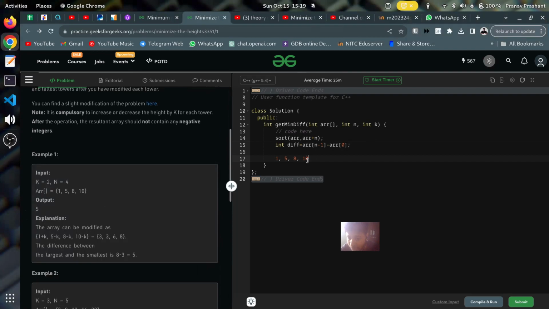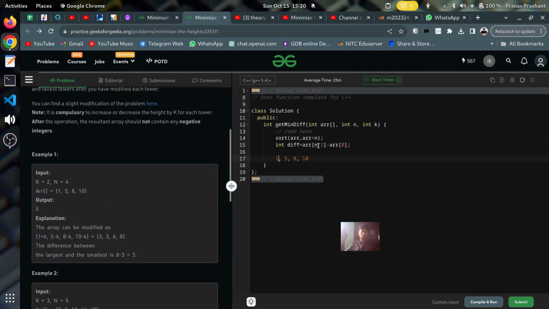But is it the minimum difference? No. We can have a smaller difference because we can add k, right? And let's say the k value here is 2. So we can add 2 to it and make it 3, because we are approaching this towards 10, right? 1 is here, 10 is here. We are trying to squeeze them together, so that since the value is this big now, we have to decrease it to this much or this much for that matter.